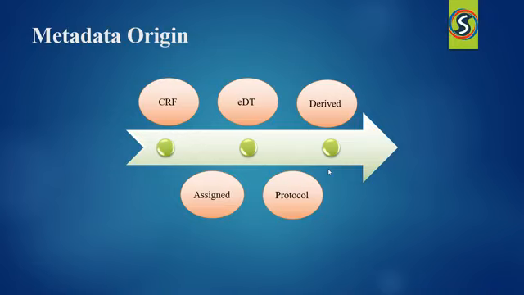SDTM-IG defines the following controlled terms for specifying the origin, though other values may be defined by other standards. Coming to CRF, the designation of CRF as an origin in define.xml means that data was collected as a part of a CRF and that there is an annotated CRF associated with the variable.